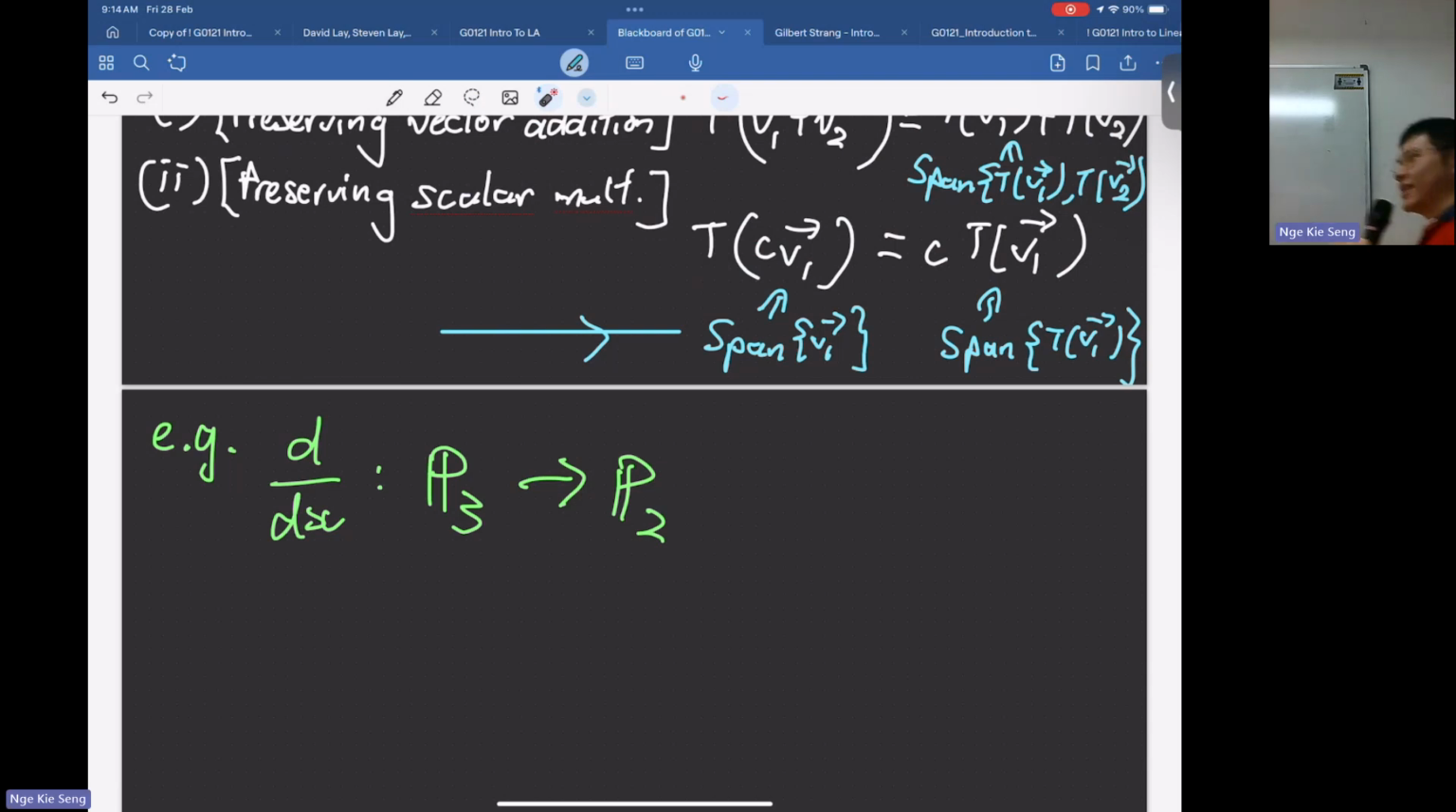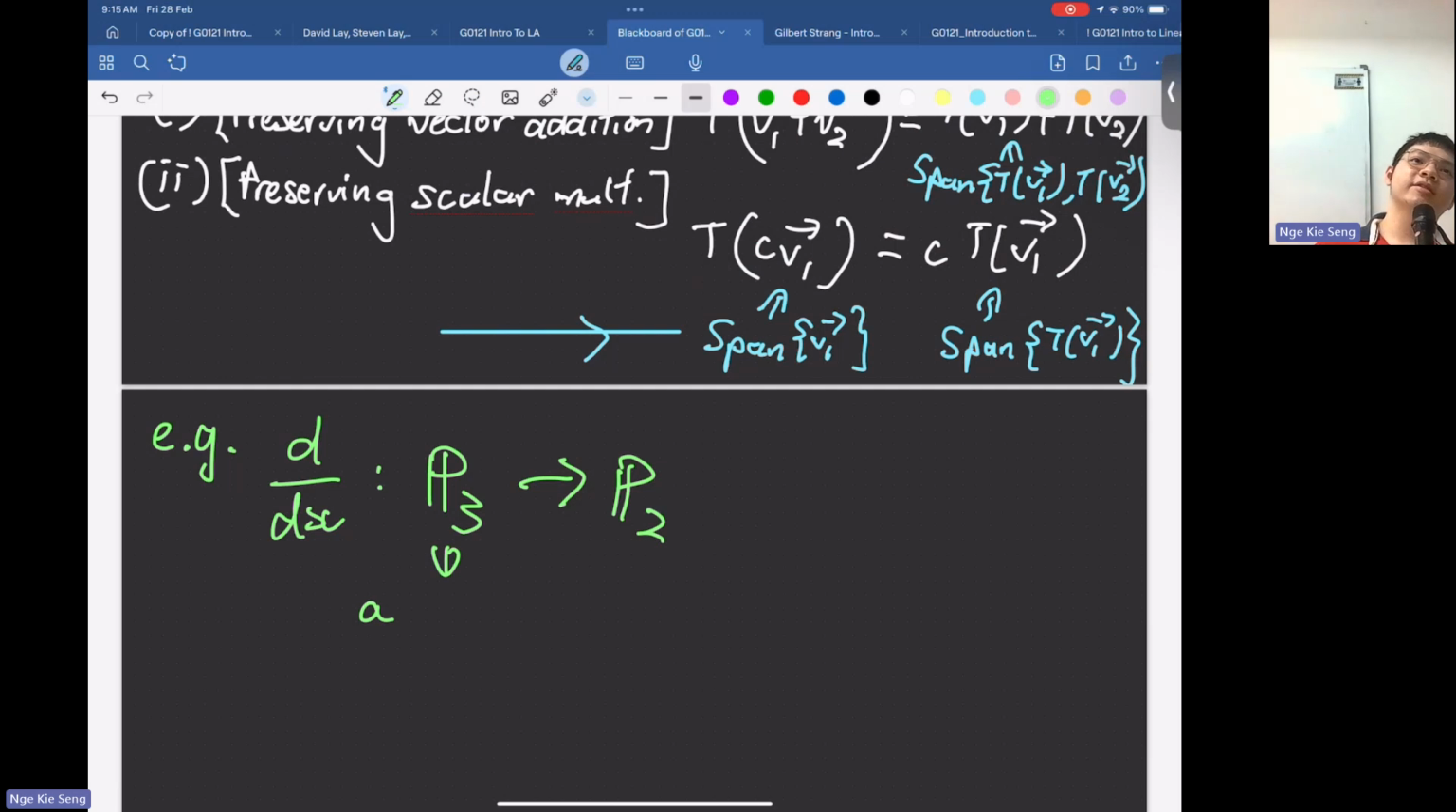I did mention it in class, but I didn't define it properly, so this time I should define it properly. I said that this is a map, right? So I need to tell you in general what happens to the elements of P3. How do you write down the elements in P3? What is P3?